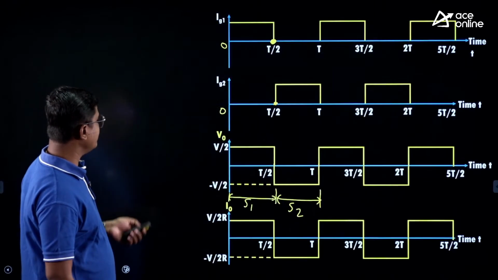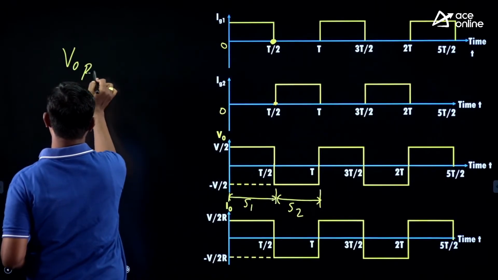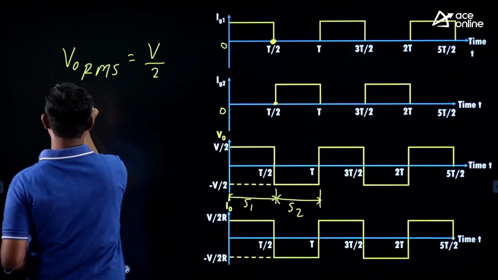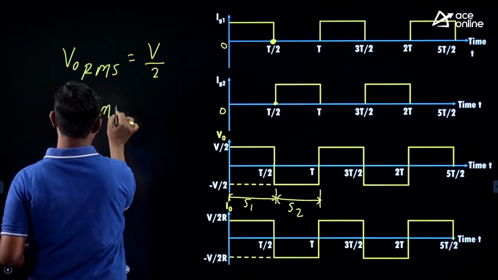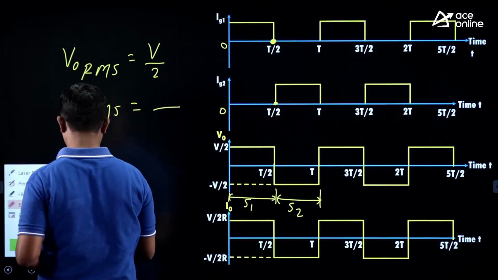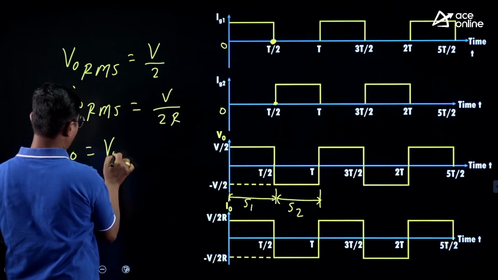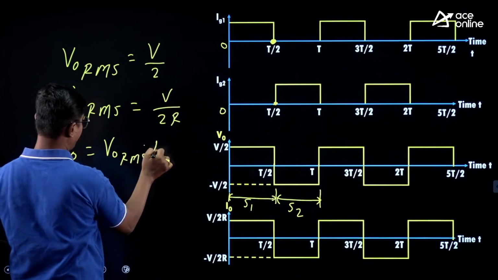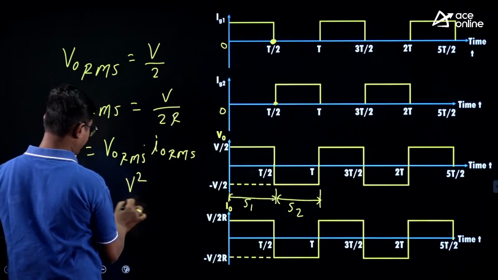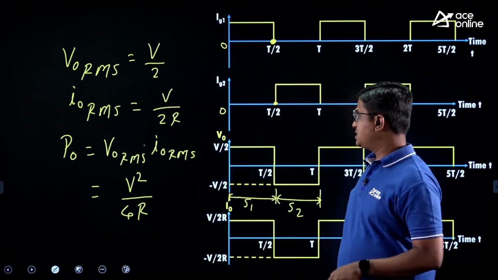Now, we can write V0 RMS, the RMS value of the output voltage. For a square function, the RMS value is nothing but the amplitude. It is V by 2. What is I0 RMS? I0 RMS is equal to V by 2R. Similarly, we can find the load power. It is equal to V0 RMS into I0 RMS, which is V square by 4R. So this is the half bridge inverter.